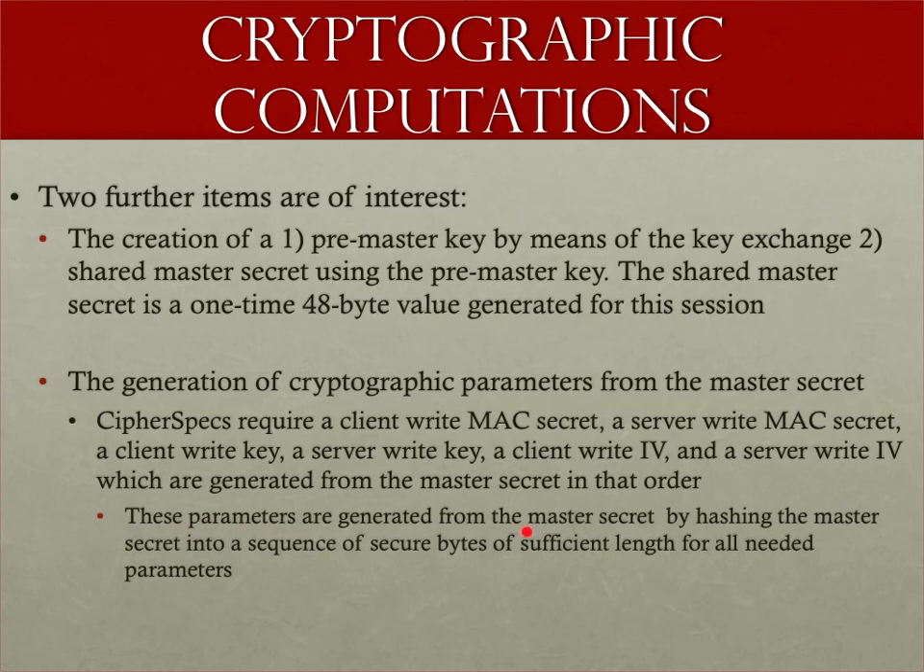These parameters are generated from the master key by hashing the master secret into a sequence of bytes that gets generated and exchanged. So the secret part is the master key, which is done using Diffie-Hellman. Right? This part is secret. But the random sequence is to be sent.